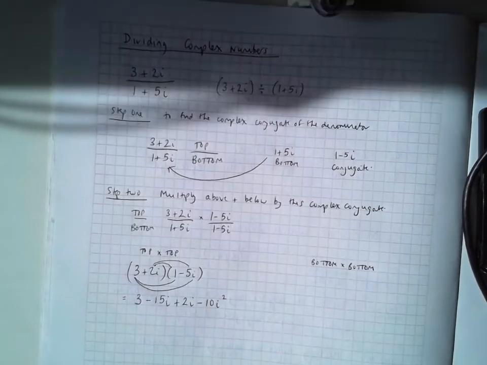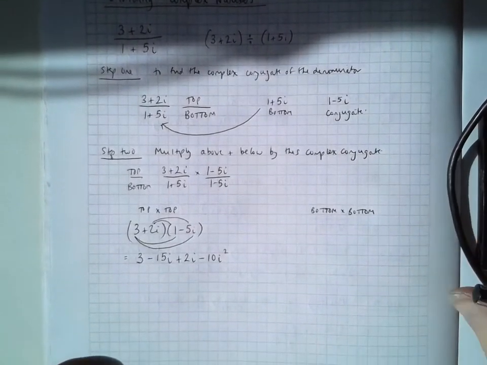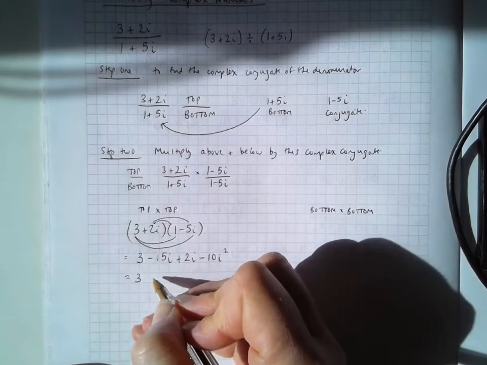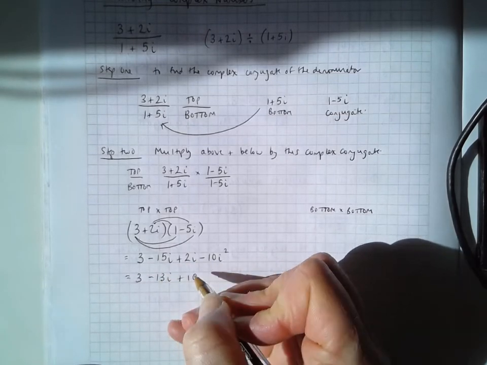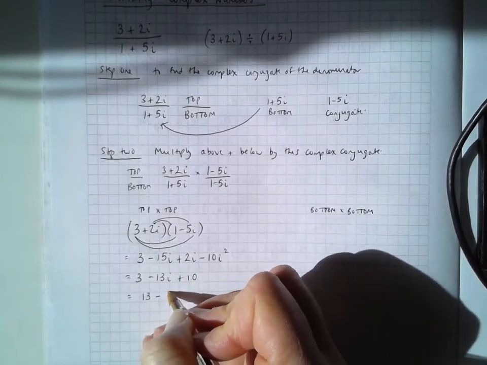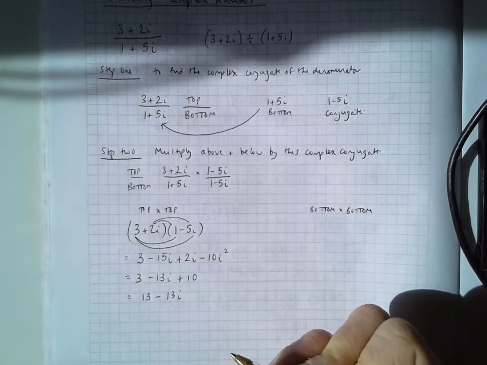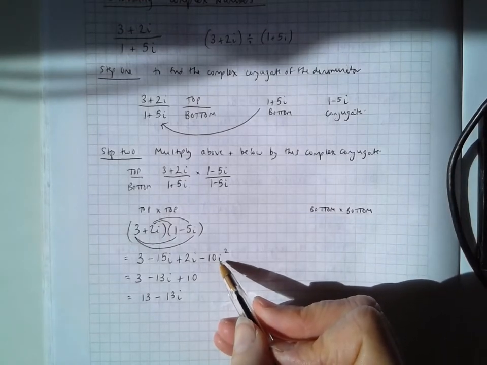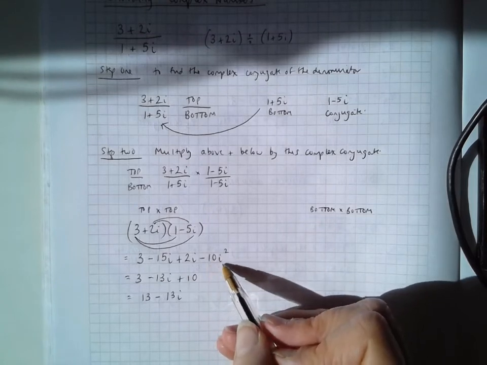And like with algebra, we put together the things that are the same. So in this one, we've got 3, minus 15i and plus 2i is minus 13i, minus 10i squared is plus 10. So what we have is 13 minus 13i. Remember, minus 10i squared is plus 10 because i squared is minus 1. So if we have minus 10i squared, we have minus 10 by minus 1, which is plus 10.